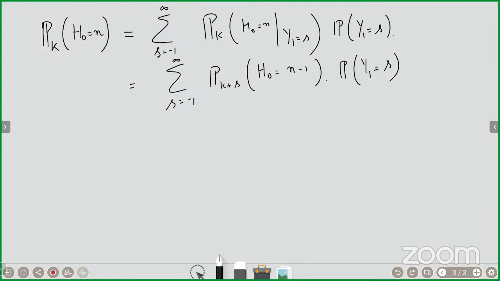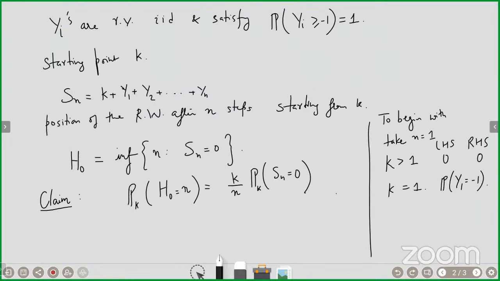Now I claim that you can use the induction hypothesis. So what does the induction hypothesis tell me? You have to be slightly careful, but I'll discuss that first. The result we want to prove, I can use that because of the induction hypothesis. I've gone one step back. So what would be that answer? We simply get k plus s divided by n minus 1 times.